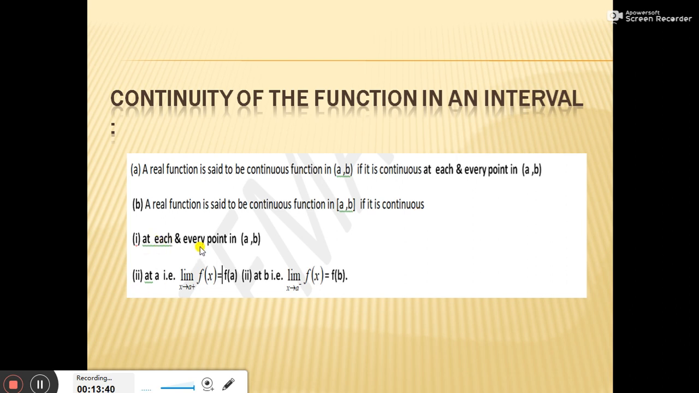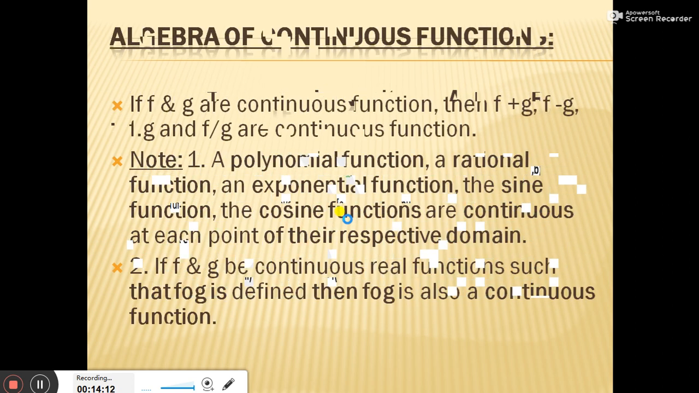at each and every point in the open interval (a, b), and at the end points of the interval: at a, the right hand limit is equal to the value of the function, and at the end point b, the left hand limit is equal to the value of the function. That means in a closed interval we have to check in between the interval and also at the end points of the interval. And now we have the algebra of continuous functions.